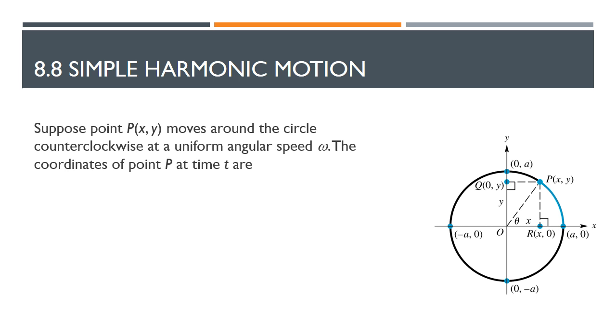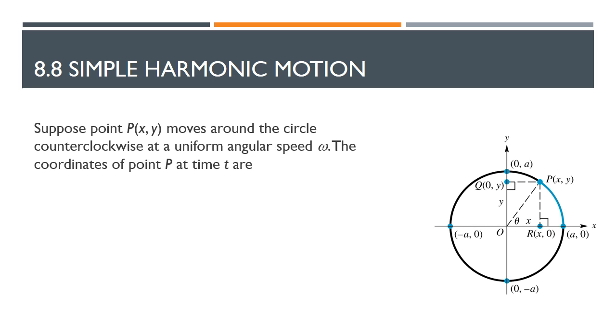Okay, let's look at it on a circle. Suppose the point P, which has the coordinates x, y, moves around the circle counterclockwise, so in a positive direction, at a uniform angular speed omega. So kind of imagine that the circle is like a wire and P is a bead, and you are sliding P, the bead, around on this wire at a steady, consistent angular speed.